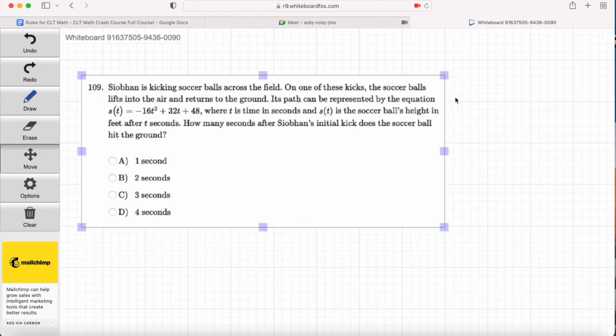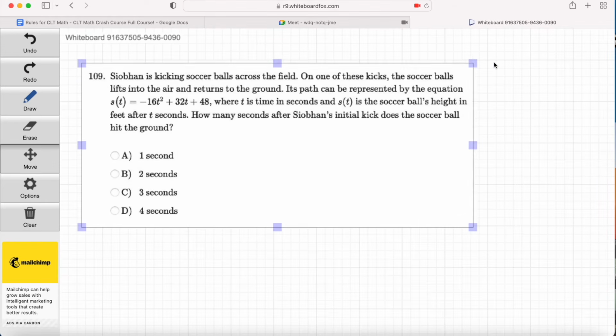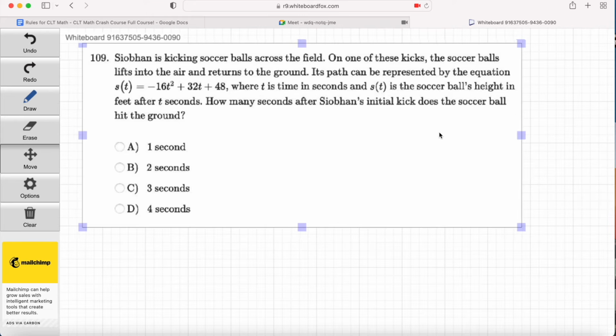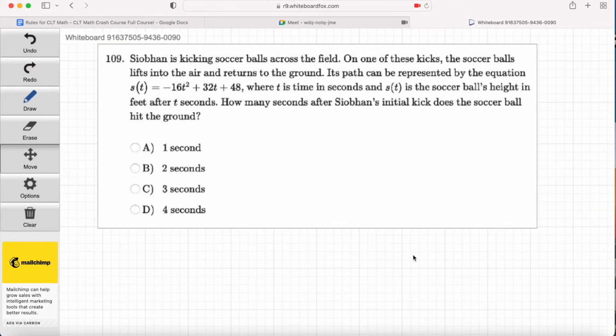Kind of a similar question here. We've got another ball being kicked. They like these questions, apparently, on the CLT. Go and read 1 and 9 for us, please. How do I even pronounce that name? I don't know. Siobhan? I don't really care. You can say S.